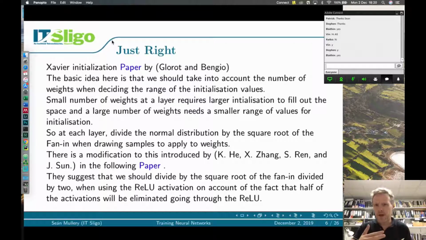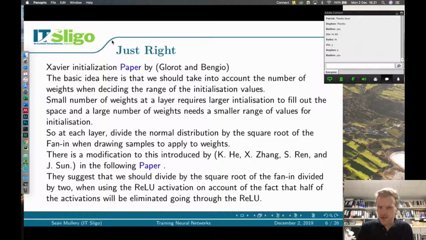If you've got a lot of weights coming into a particular layer, you take that into account, so you divide by that. The bigger that number, the smaller your initialization can be. And if that's a small number, the bigger your initialization can be, as in the bigger the width of your initialization. So with each layer, divide the normal distribution by the square root of the fan-in when drawing samples to apply weights. That's what Glorot found.